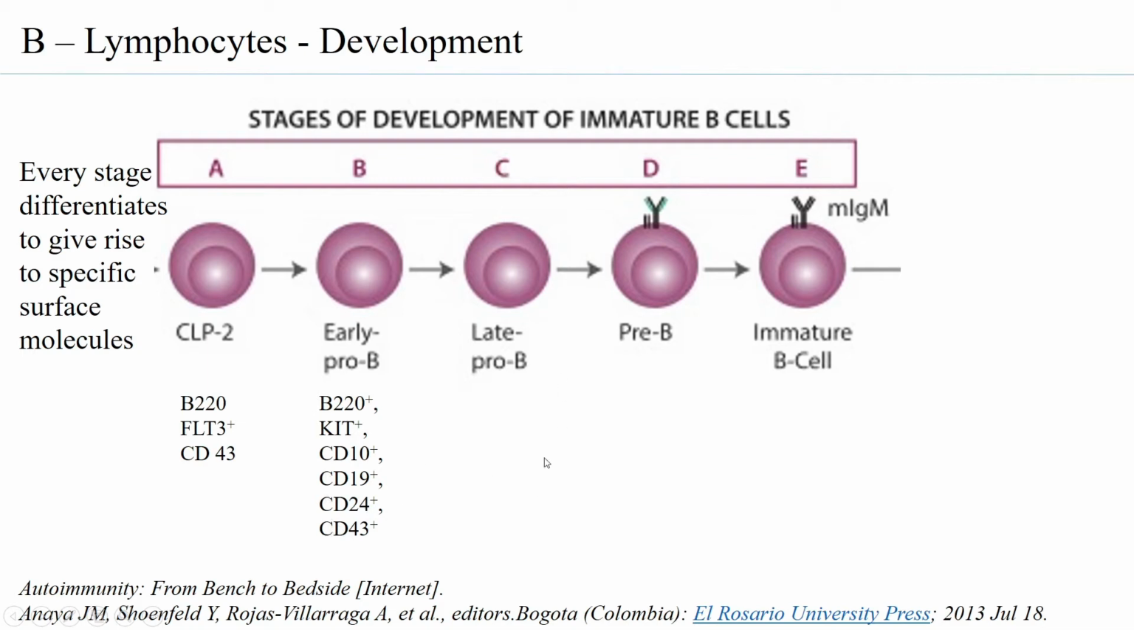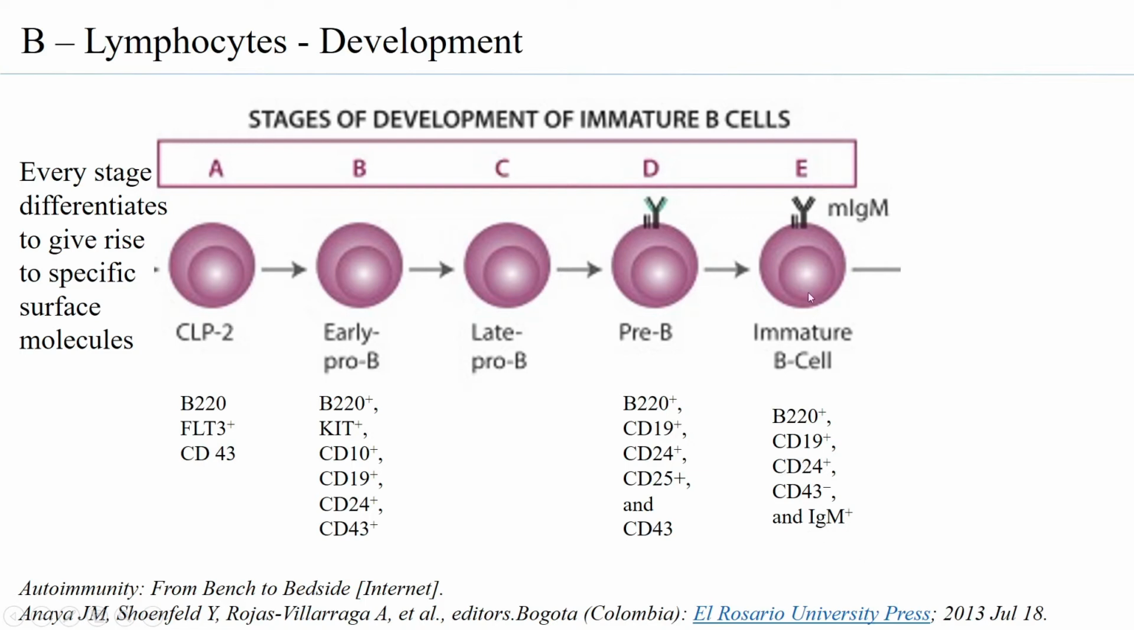Going further and further, what is observed is that it has a subset of these cluster of differentiation molecules present on the surface, and at the pre-B stage, a pre-B cell receptor is being formed. This is the beginning of the formation of the complete B cell receptor. And when it reaches the immature B cell, it has B220, CD19, CD24, CD43 and IgM.